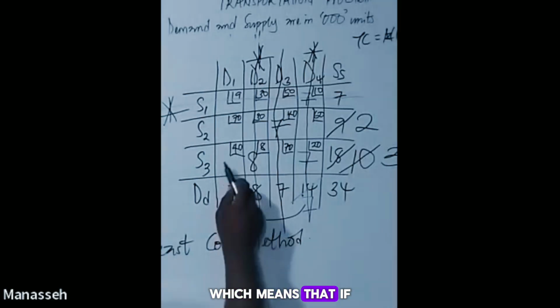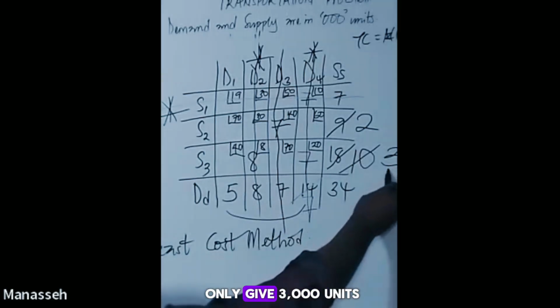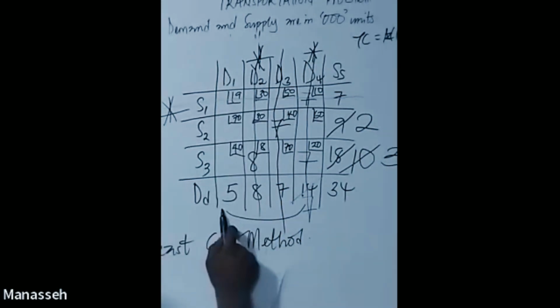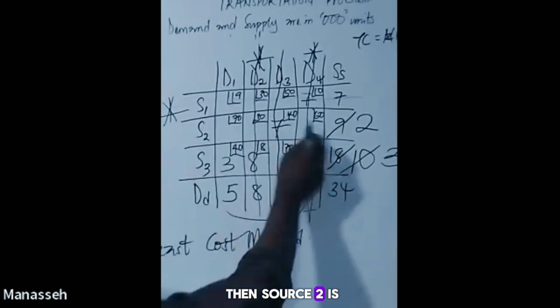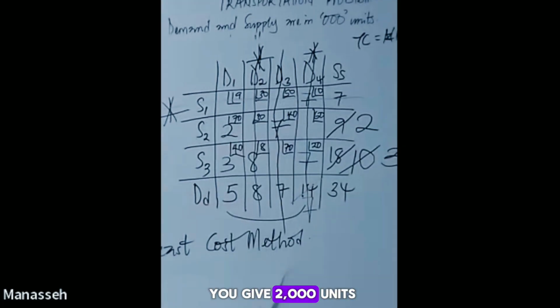So if you are starting with the one that has the least cost, you can only give 3,000 units, and the demand for that particular destination is 5,000. So you give 3, then source 2 is going to give the remaining 2, and you give 2,000 units.